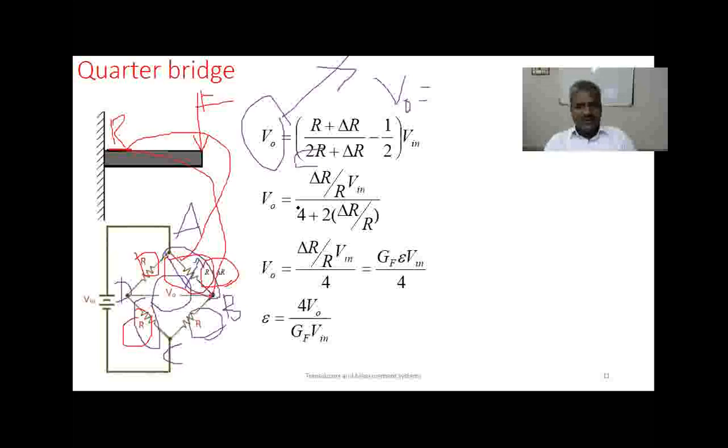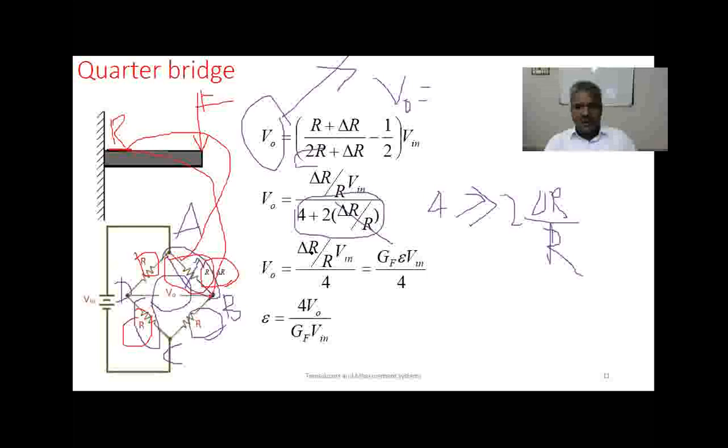Now compare with the bottom. You see this 4 is very much greater than 2 times del R by R. Del R by R is the change in resistance to the original resistance. The change in resistance is in the order of micro, so this can be negligible. So the remaining is del R by R times V in divided by 4.